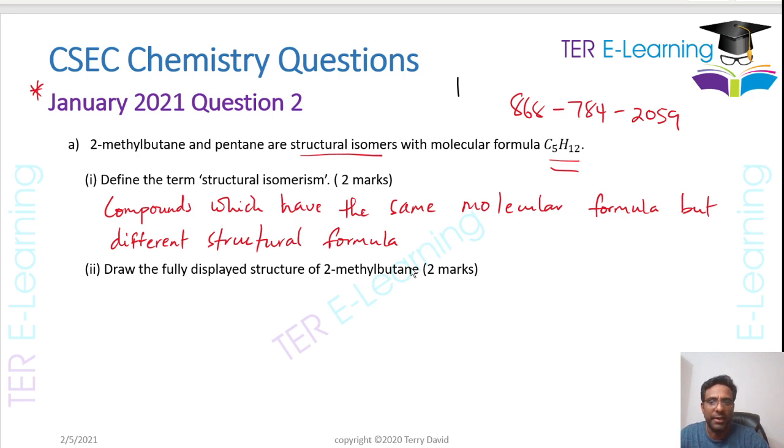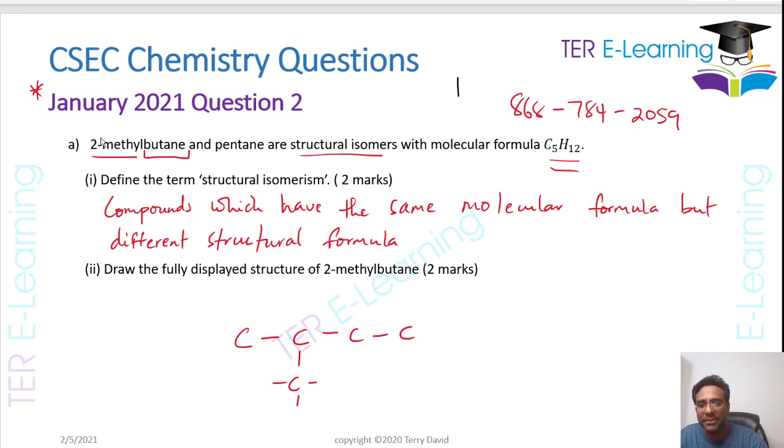That's it. Now they want us to draw the structure of 2-methyl-butane. Now look at the formula. The formula is C5H12, and it's 2-methyl. Just based on the name alone, I'm able to figure that out. So 2-methyl-butane: butane is my longest carbon chain. Butane means I have 4 carbon atoms, so I've drawn a chain that has 4 carbon atoms here.